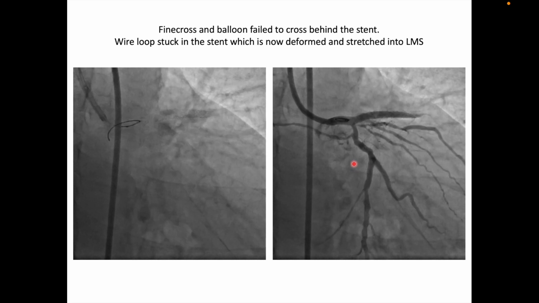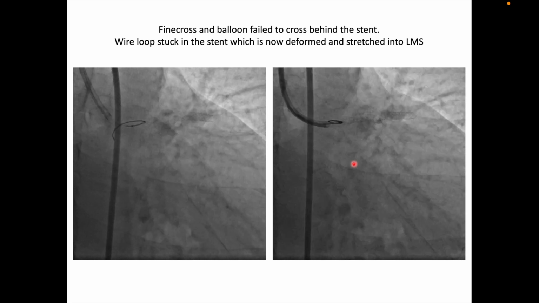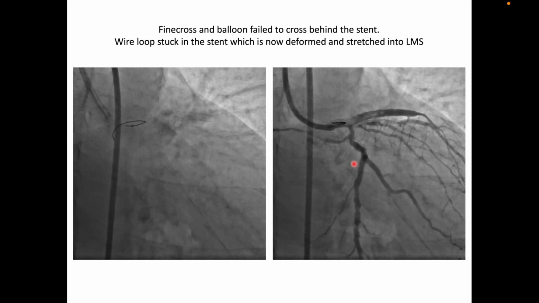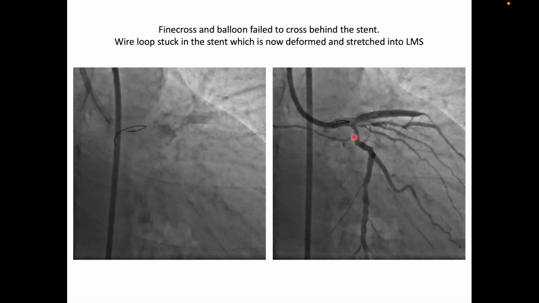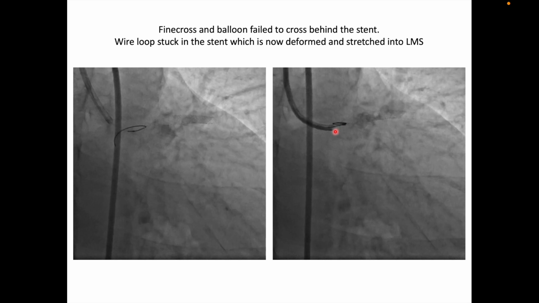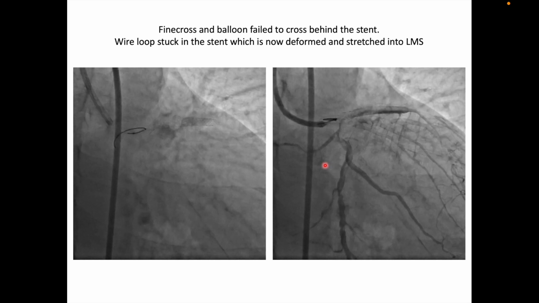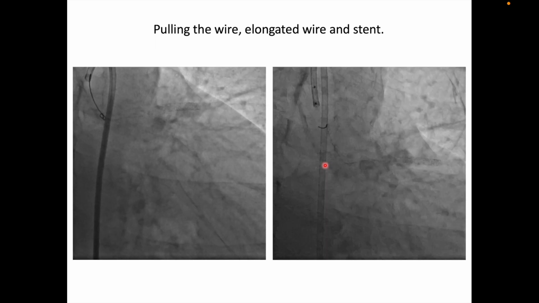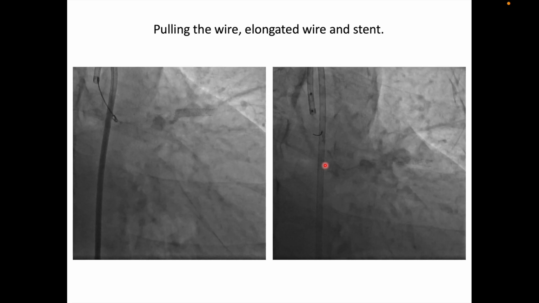But unfortunately with that pull, I realized that I had deformed the stent and pulled it into the left main stem. Now the deformed stent is hanging in the left main and the wire is further kinked and there is no way it's coming out. So I did not have any further choices at that time.